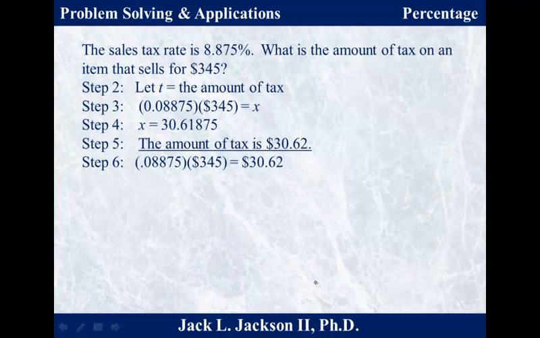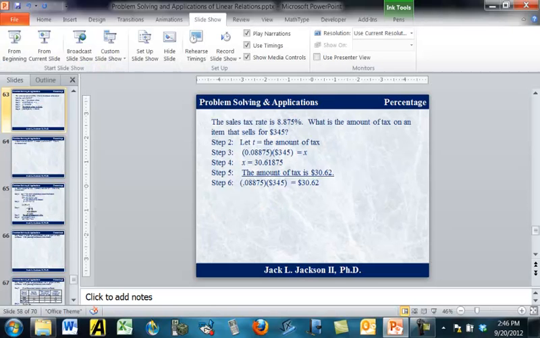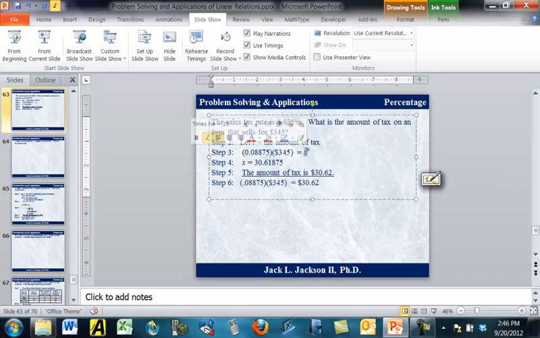Well, in step 2, if we let t equal the amount of the tax, then actually I've got t and x. I shouldn't use both, either t or x. How about t? So I need to change these x's to t's. Oh, why not? I'll just do it right now. These should be t's.